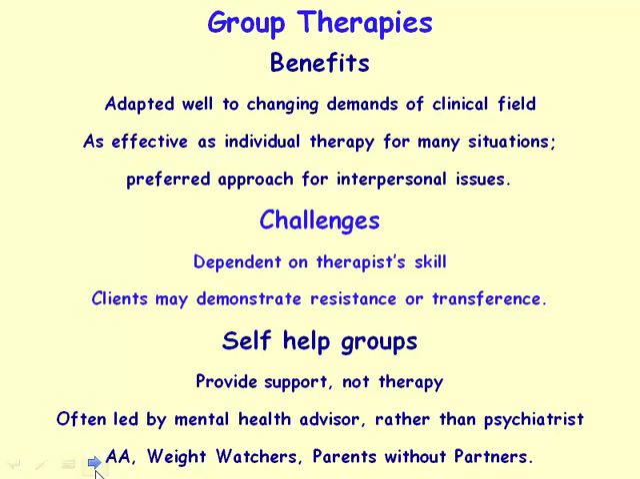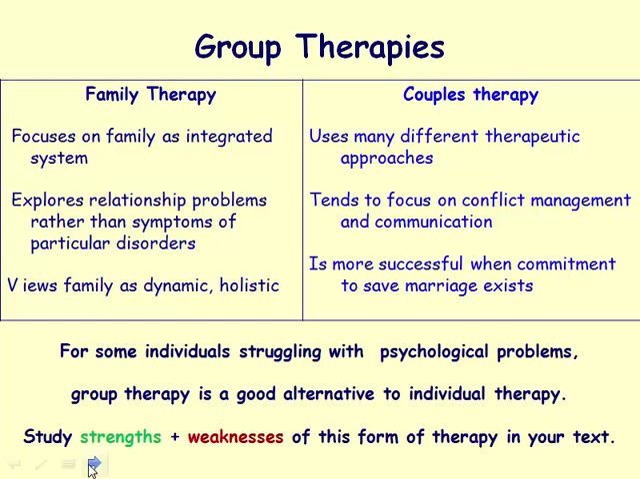Self-help groups such as AA, Weight Watchers, and Parents Without Partners provide support, not therapy, and are often led by mental health advisors rather than a trained therapist or psychiatrist. Group therapy includes family and couple therapy. For some individuals struggling with psychological problems, group therapy is a good alternative to individual therapy. Study the strengths and weaknesses of this form of therapy from your text.